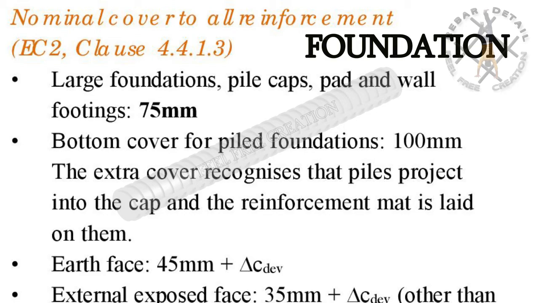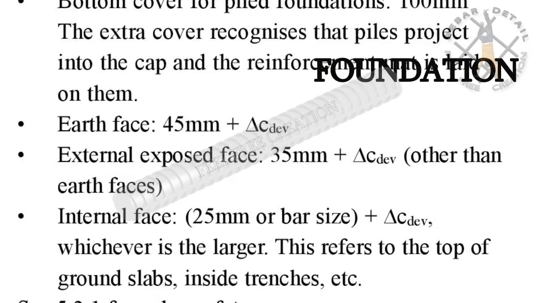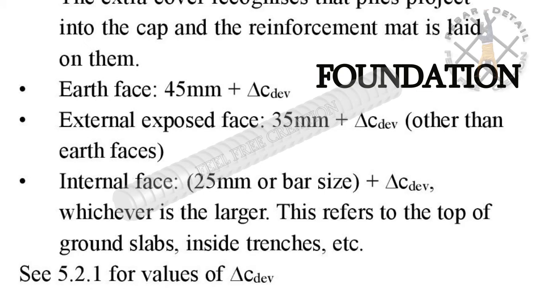Earth face, 45 mm and deviation. External exposed face, 35 mm and deviation, other than earth faces. Internal face, 25 mm or bar size, plus deviation, whichever is the larger. This refers to the top of ground slabs, inside trenches, etc.